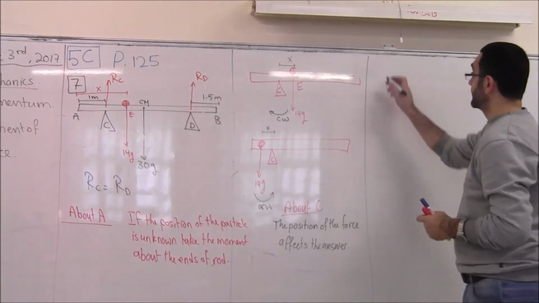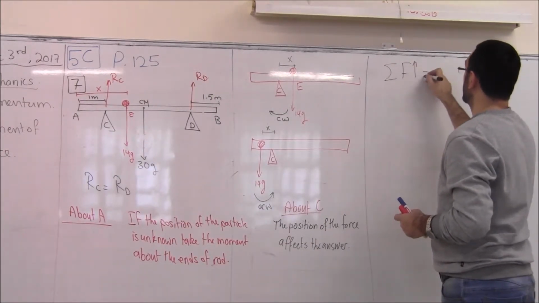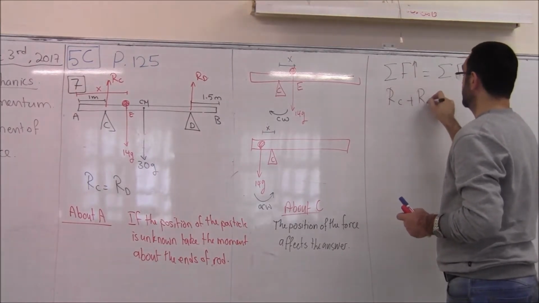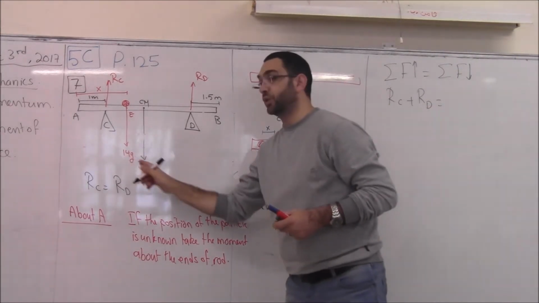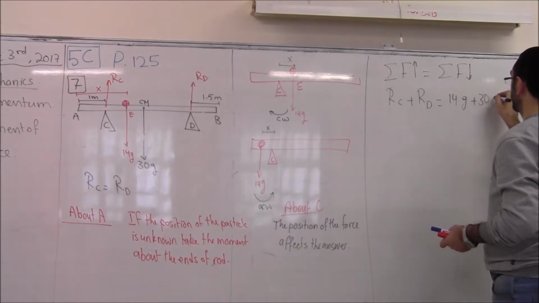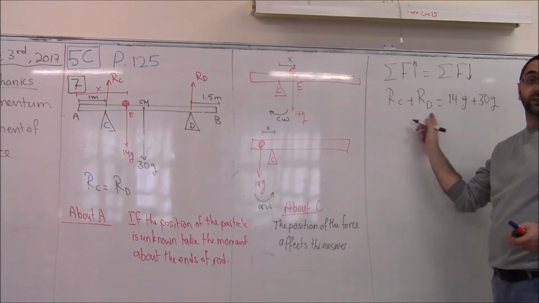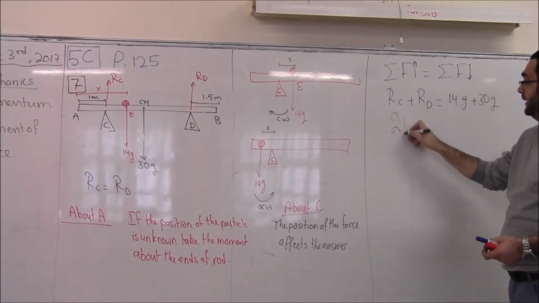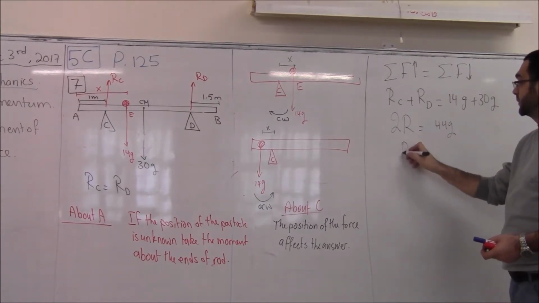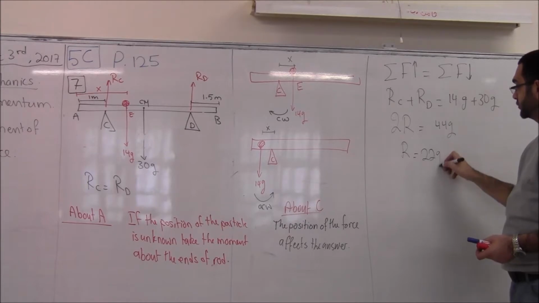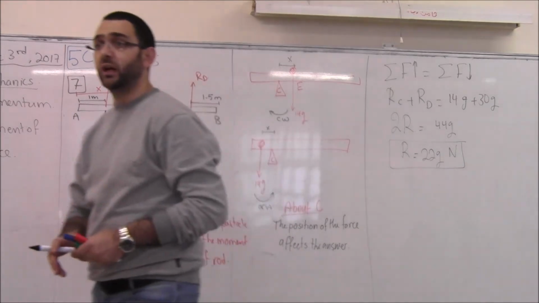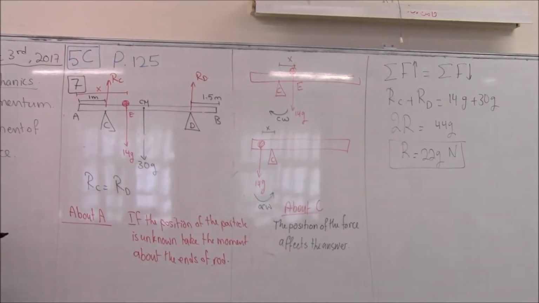Okay. So, sum of forces up equals sum of forces what? Down. RC plus RD upward equals downward 14g plus 30g. Since they are equal, 2R equals what? 44g. So R equals what? 22g. So that's why RC and RD are equal. It's mentioned in the question. Clear? It's given. Okay, fine.